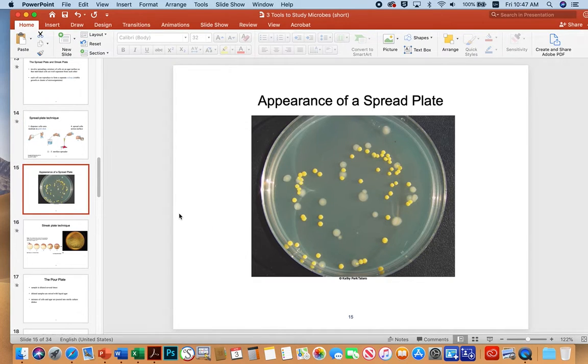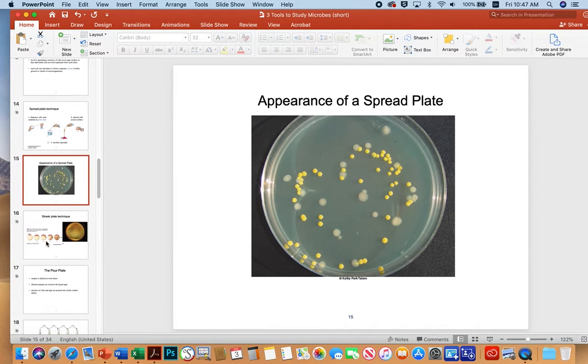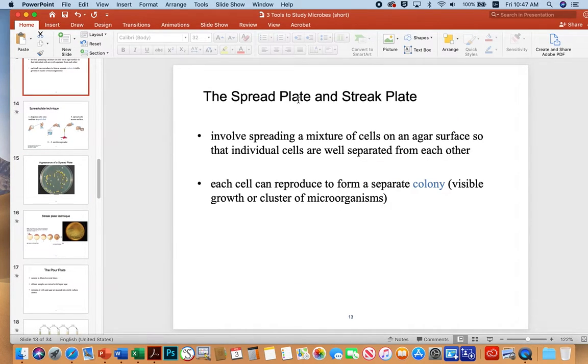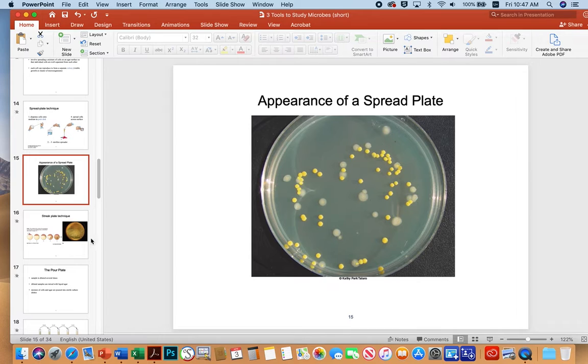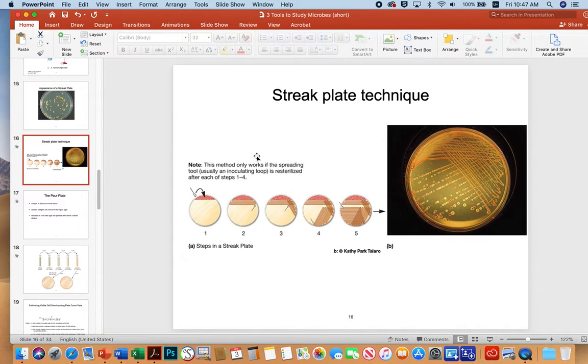If done properly, if your dilutions are proper and your technique is proper, you should get a good distribution of bacteria and you should be able to quantify individual cells. This one happens to be nice in the sense that it's got yellow and white colonies that are easy to visualize. So again, this spread plate that you see here is great for quantifying microbes in a sample. The streak plate, on the other hand, is a way to rapidly get isolated colonies, but you can't quantify.